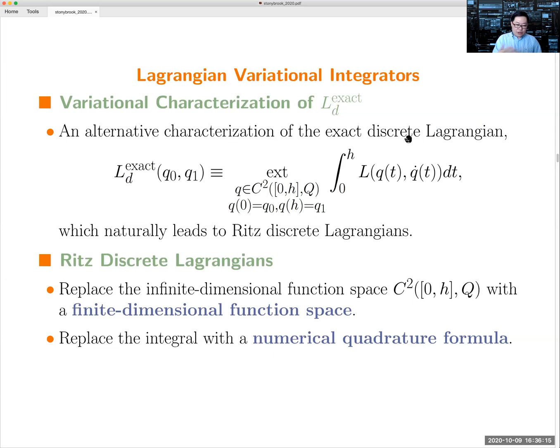I haven't actually said how you go about constructing one of these discrete Lagrangians. One way to do this is that there is an alternative characterization of this exact discrete Lagrangian given in the following expression. You look at the action integral and you extremize it over the class of twice differentiable curves subject to the boundary conditions. It's easy to convince yourself that that's equivalent to the usual characterization of Jacobi's equation, because the stationarity conditions for this are exactly the Lagrange equations. So you can evaluate this extremal by just evaluating the action on something which satisfies the Lagrange equations and the boundary conditions, which is exactly the usual characterization.